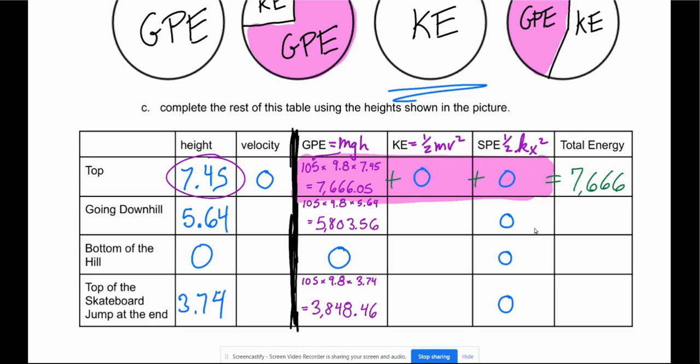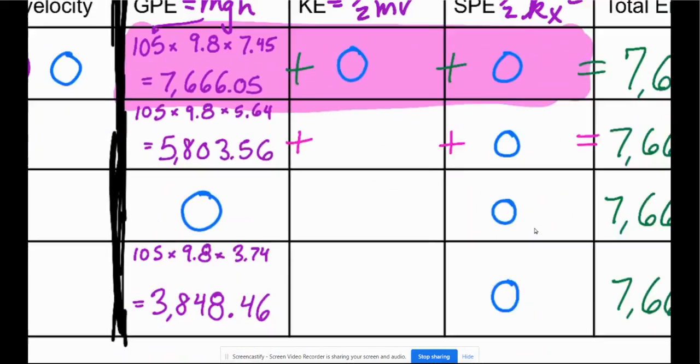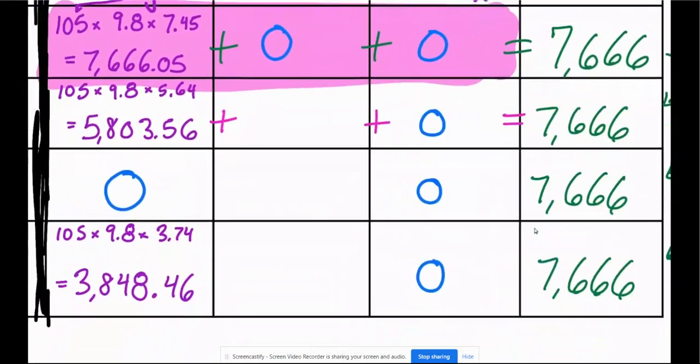And I get 7,666. And then energy has to stay the same. Energy cannot be created or destroyed. So then that means the rest of these are also going to be 7,666. Once you do that, you kind of work your way backwards to the left, because I know still these need to add up to be 7,666. So for this row here, I can go, okay, so it has to add up to 7,666.